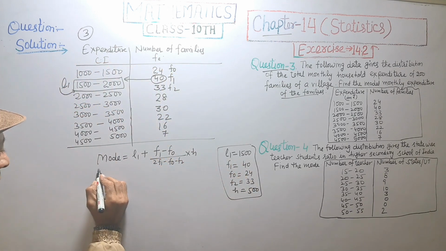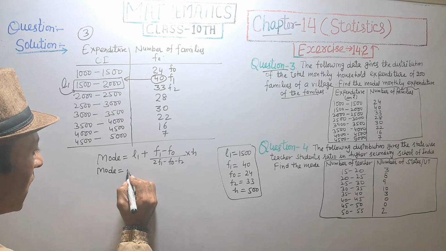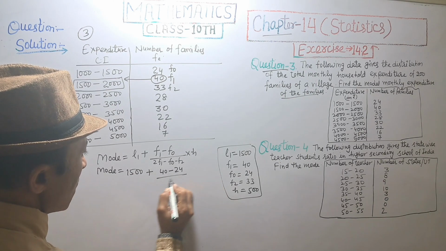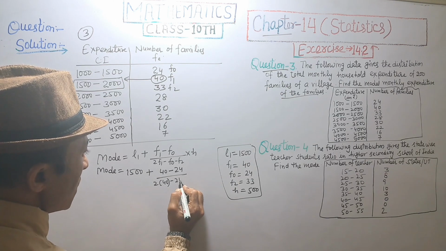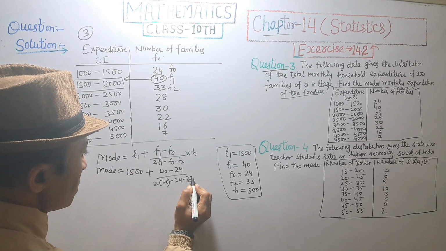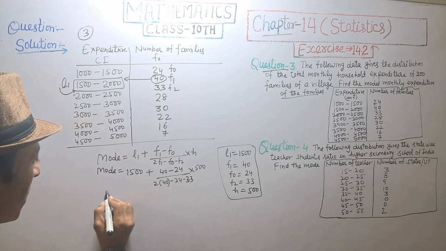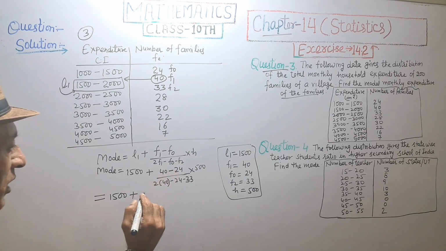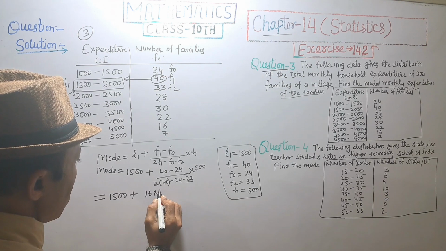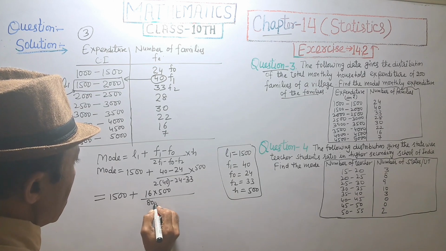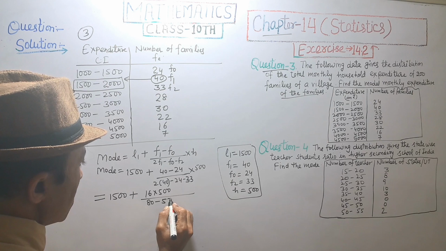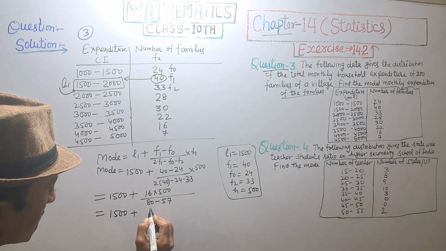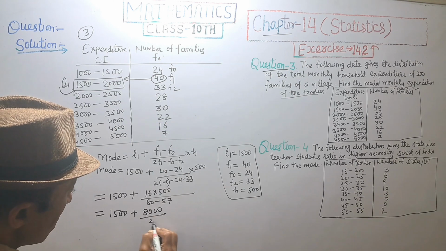Putting all these values in this formula, mode is equal to 1500 plus (40 minus 24) upon (2 into 40 minus 24 minus 33) into 500, is equal to 1500 plus 40 minus 24 is equal to 16, multiply by 500 divided by 80 minus 57, is equal to 1500 plus 16 5s are 80, 8000 divided by 23.